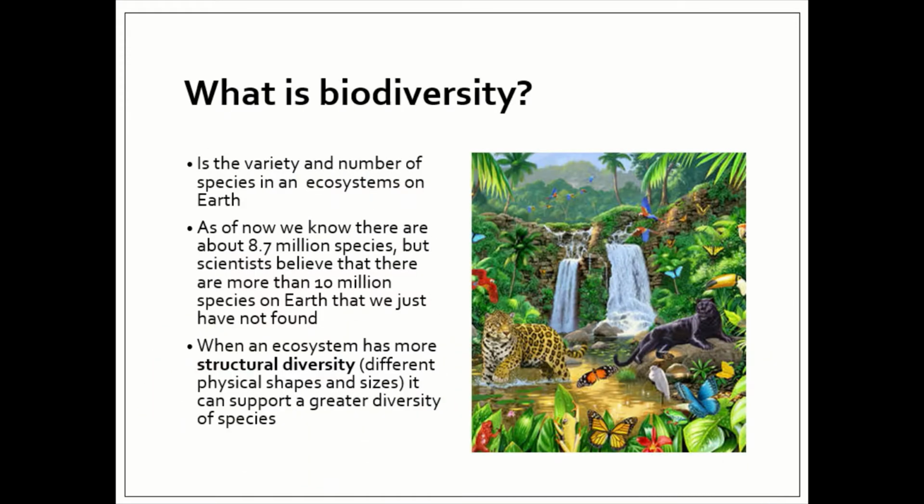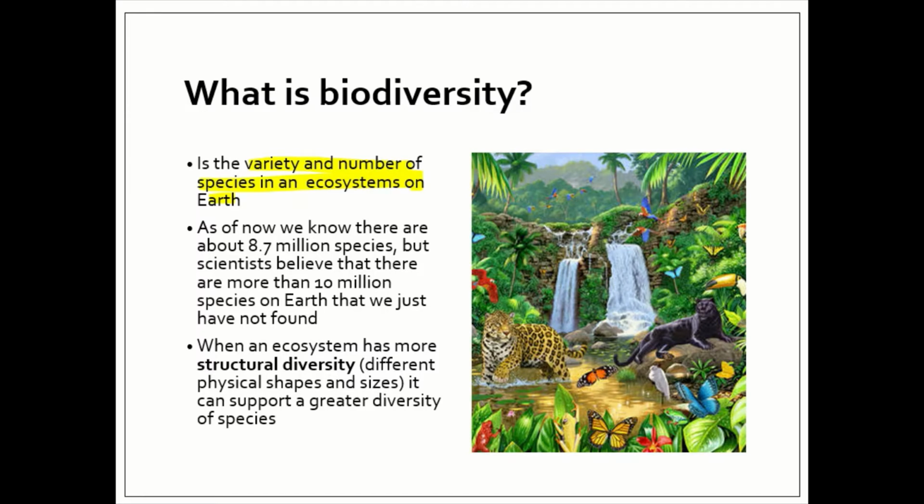So now that we know what a species is, we need to look at what biodiversity is, and that's just the variety and number of species within an ecosystem. So when you think of biodiversity, you're going to look at an area that has lots of different species, specifically closer to the equator. So your rainforests are going to have a lot more variety of species than if you're looking at the Arctic or the Antarctic because of the cooler temperature.